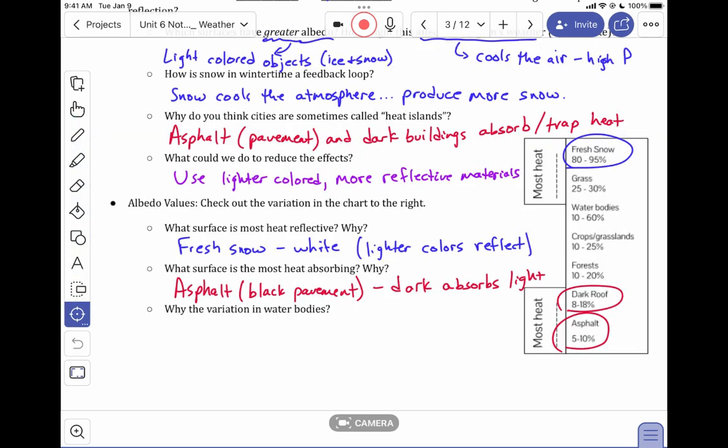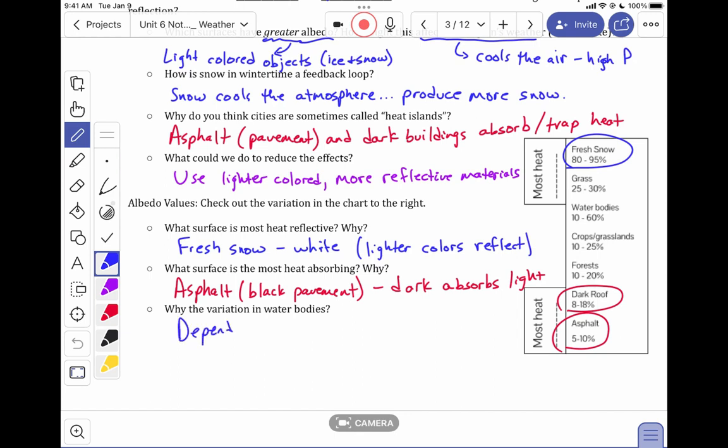So if I jump back here then, why not, let's go back to blue again. It depends on the angle.